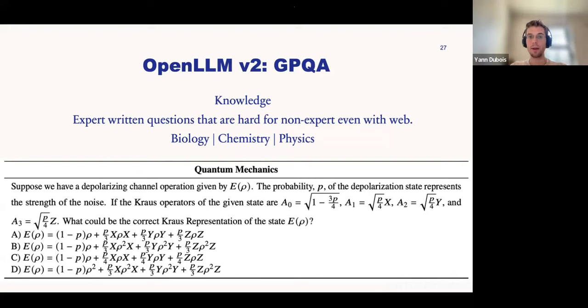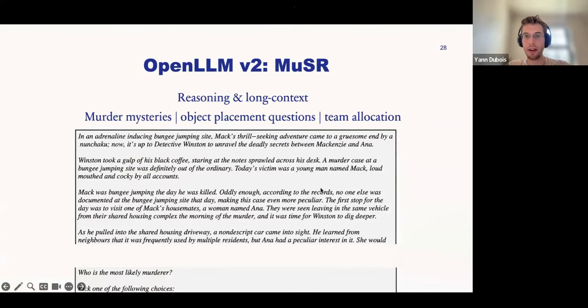This covers 3 domains: biology, chemistry, and physics. Here is one example about quantum mechanics, and there are 4 potential answers. I definitely don't know the answer just by looking at this question. And it's supposed to be that I wouldn't be able to find the answer in 30 minutes on Google or on the web, even if I tried. So this is this other benchmark. Those, again, are all the benchmarks in the OpenLLM v2 leaderboard.